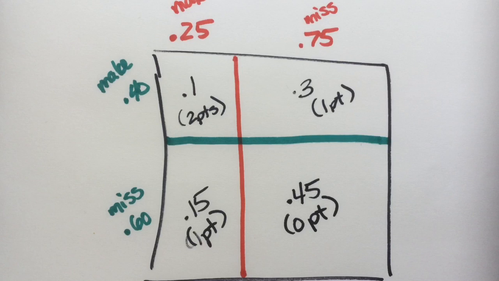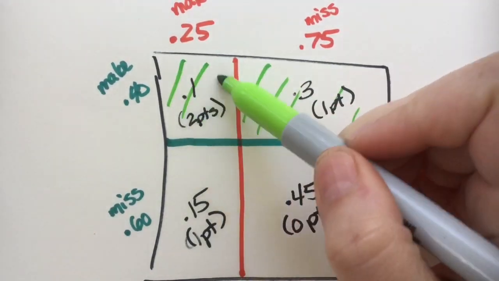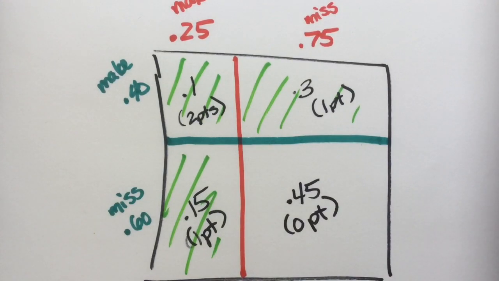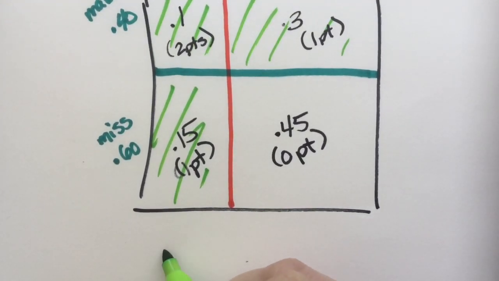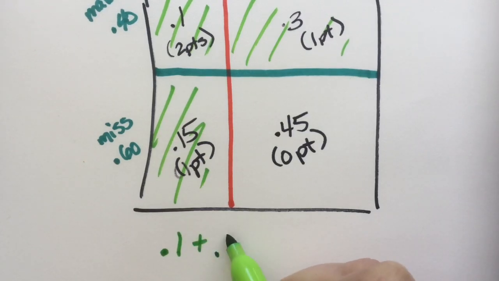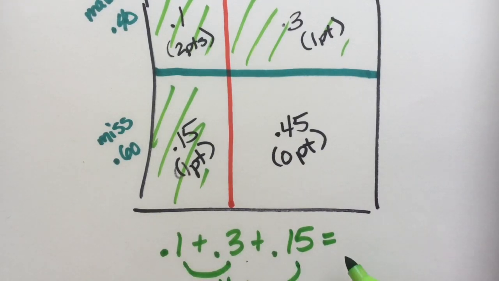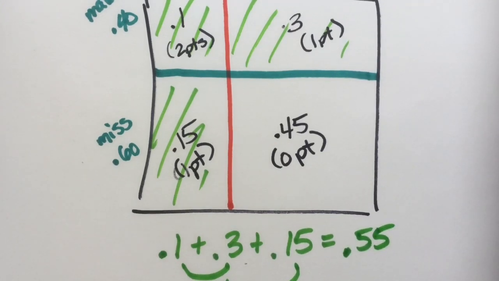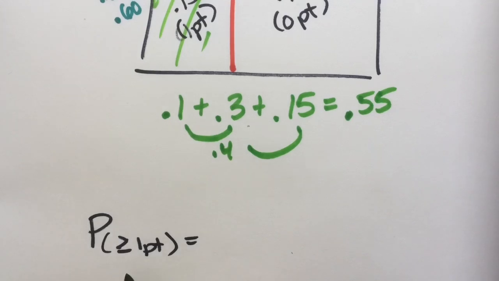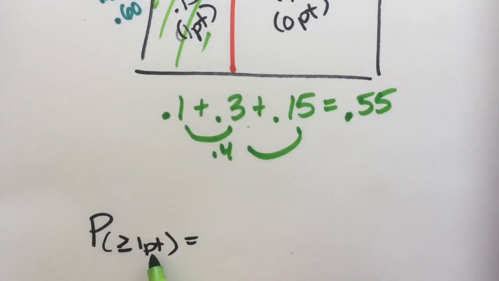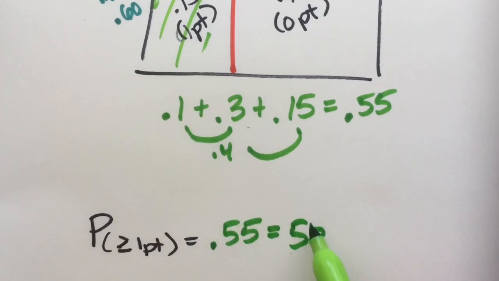So if we are looking for the probability that they will make at least 1 point, that would be all 3 of these sections of our area model. So we would add those all together. 0.1 plus 0.3 plus 0.15. That would make 0.4 and 0.55. So the probability that they make greater than or equal to 1 point would be 0.55, which is the same as 55%.